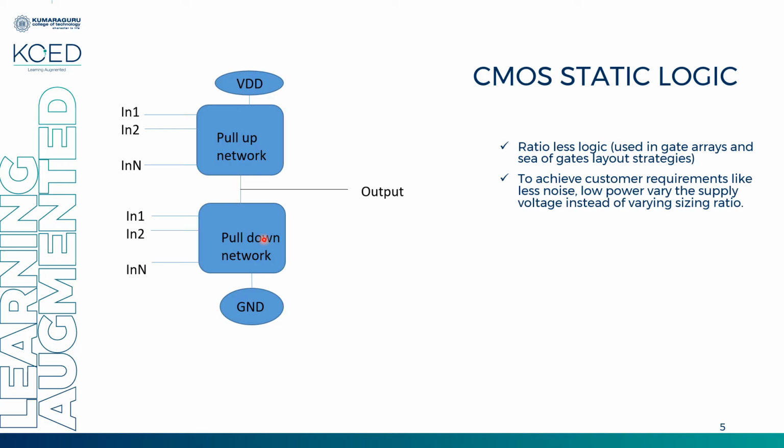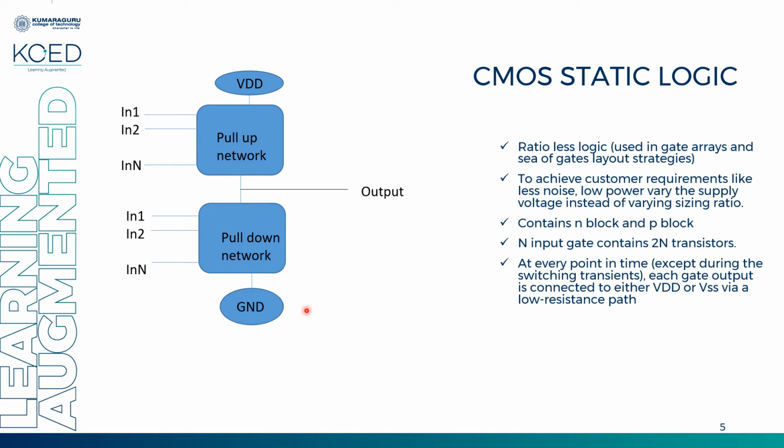So here I have mentioned that supply voltage scaling is one such possible way. And it has an N block and P block. So P block is pull up and N block is pull down network. So if your input is N, you have 2N number of transistors. That means if your input is 2, you have 4 transistors. If your input is 4, you have 8 transistors.